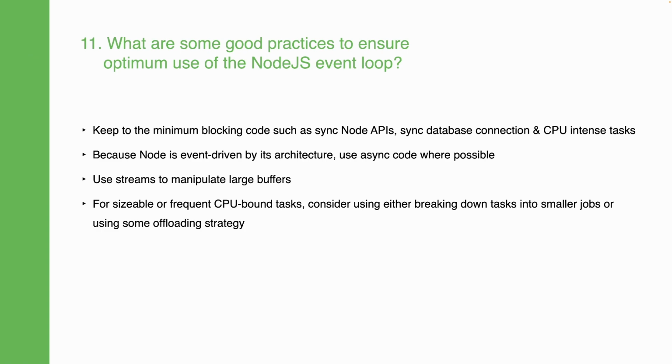For sizable or frequent CPU-bound tasks, blocking operations, you want to consider some strategy to either break them into smaller chunks that are queued or offload such tasks altogether to a worker thread or maybe a child process depending on the use case.